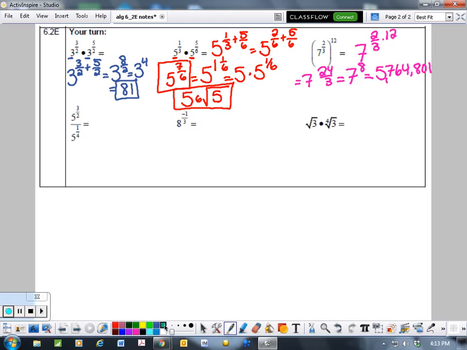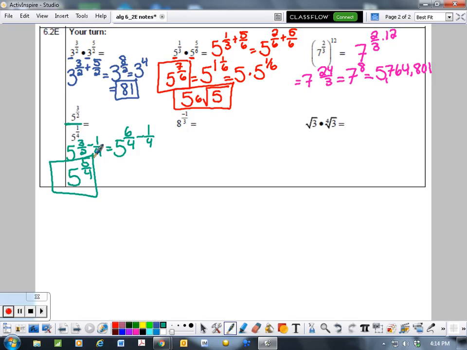Okay, so let's look at our next one. 5 to the 3/2 over 5 to the 4th. Because this is division, we're going to subtract those exponents. So 5 to the 3/2 minus 1/4. And I can't subtract now because we don't have a common denominator. So this will really be 5 to the, 3/2 is really 6/4 minus 1/4. So this becomes 5 to the 5/4. And we can leave it like that if we want to leave it as a rational exponent.